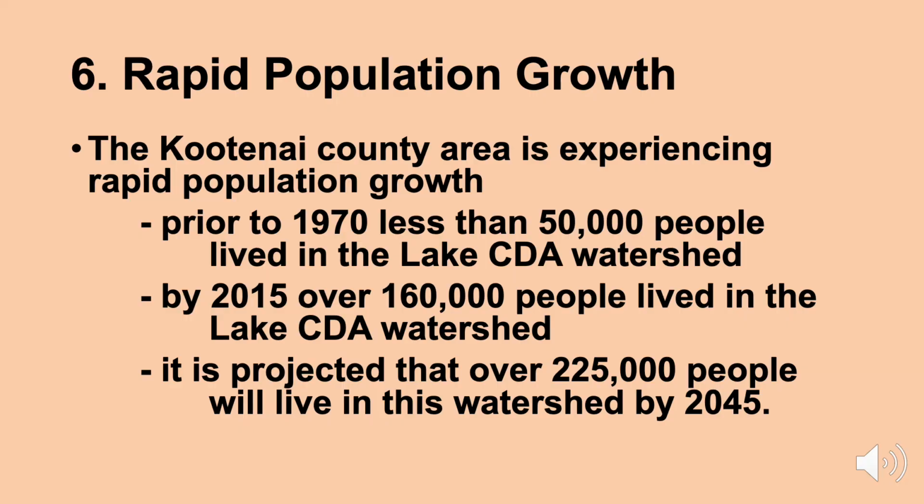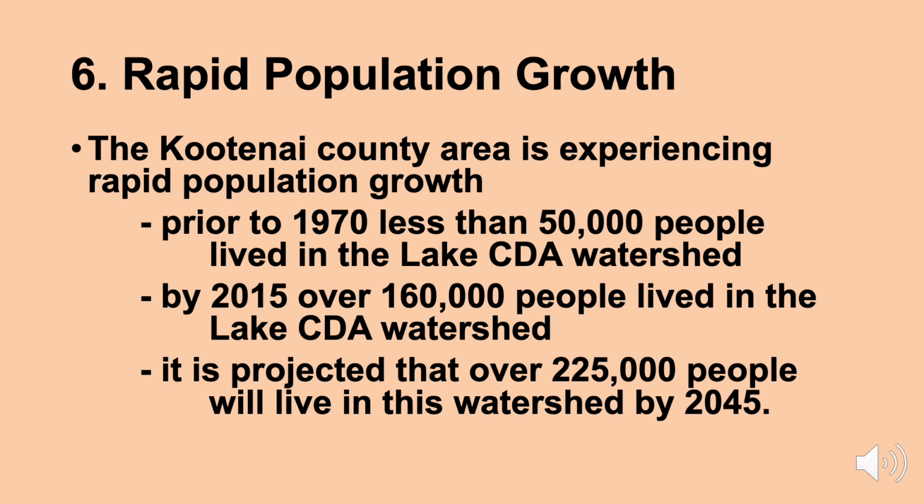And finally, I think one of the keys is we need to deal with our population growth in Kootenai County in the Lake Coeur d'Alene watershed. The Kootenai County area is experiencing rapid population growth. Prior to 1970, less than 50,000 people lived in the watershed of Lake Coeur d'Alene. By 2015, over 160,000 people lived in this watershed. It's projected by 2045 that the population in the watershed will be over 225,000 people. Well, that means 225,000 people that contribute to phosphorus.